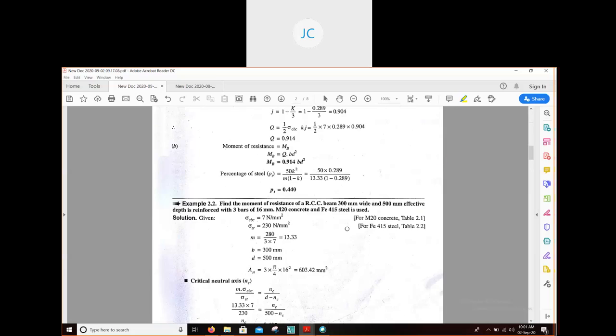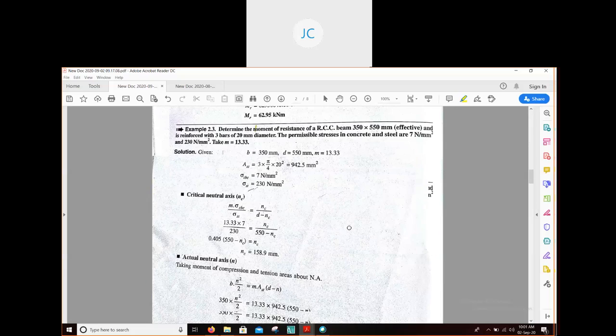Okay, so let us see the next problem. Determine the moment of resistance of an RCC beam. Dimensions are given, it is reinforced with a given steel area. Permissible stresses in concrete and steel are given. Everything is given directly in this question, so no need to find out M, and no need to find out sigma ST separately because it is directly given. No need to find out sigma CBC from the IS code because these values are directly given.